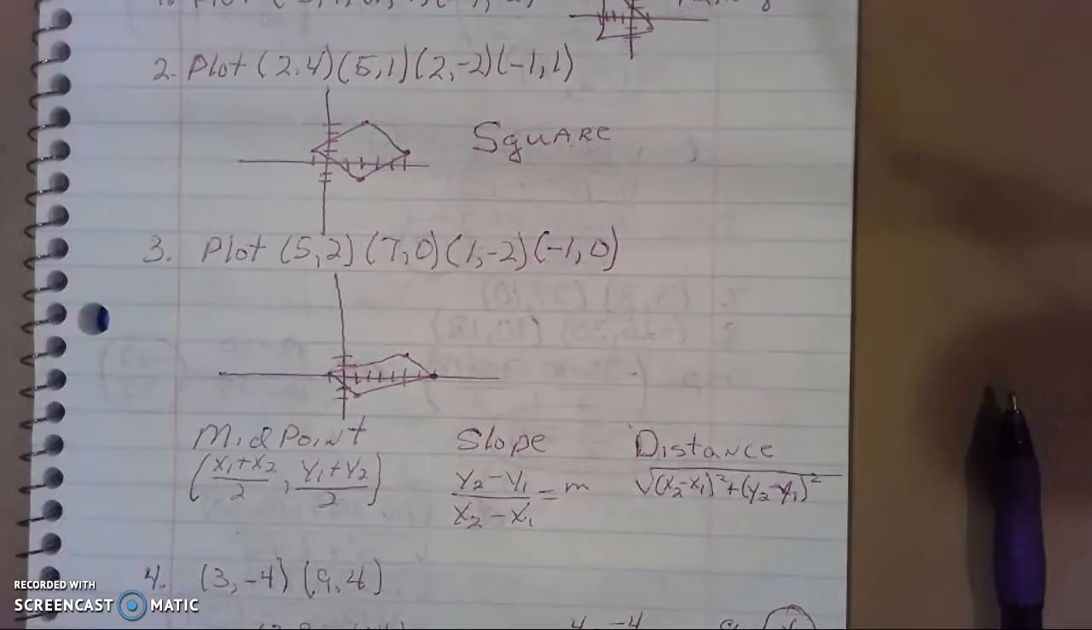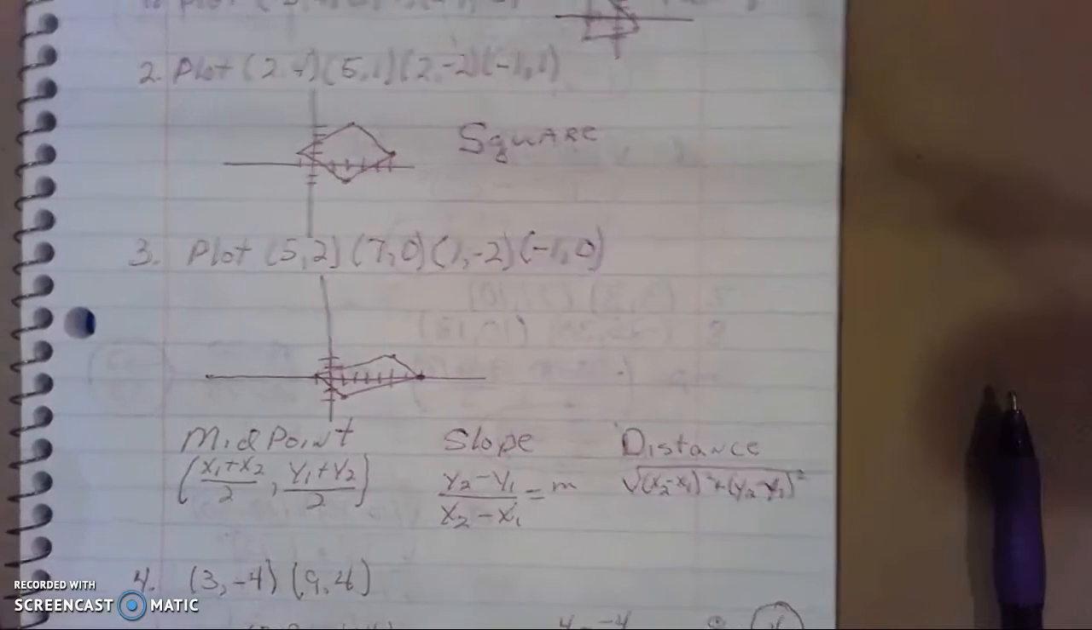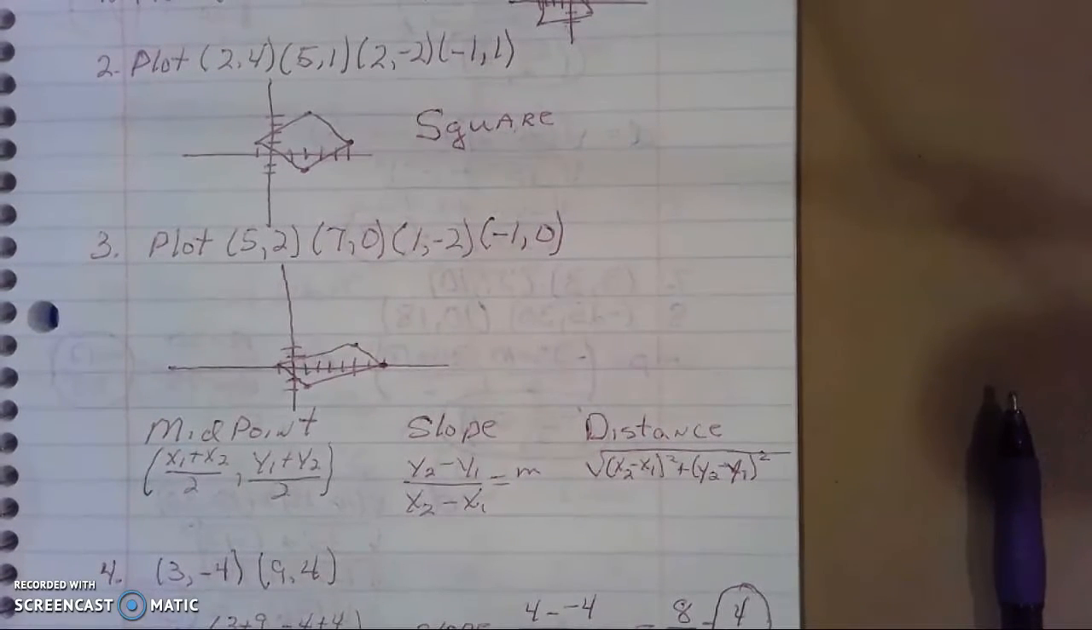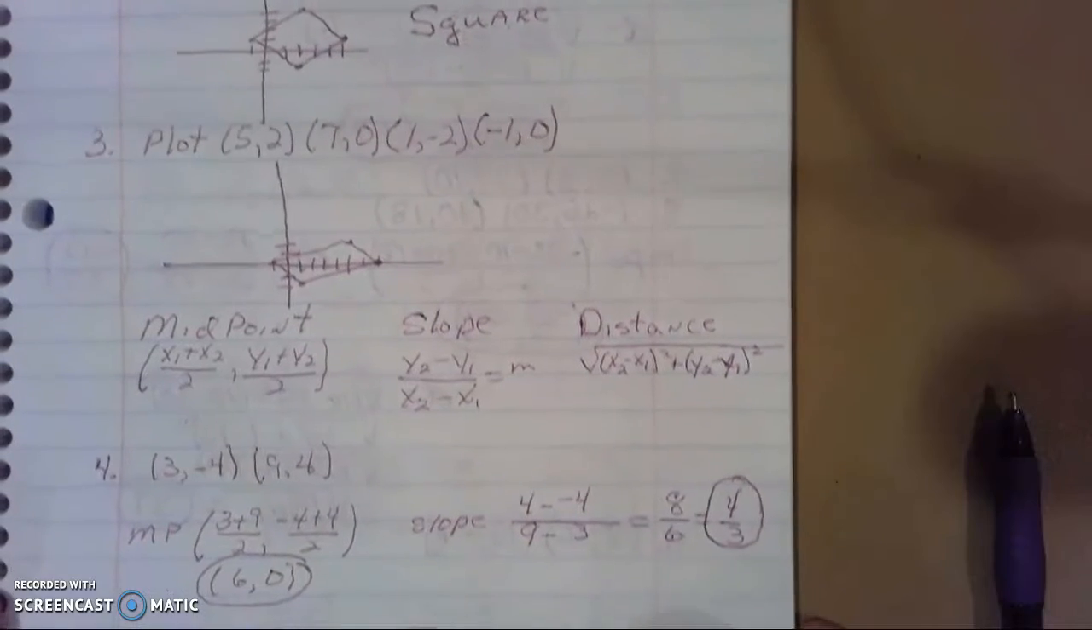Slope is y sub 2 minus y sub 1 over x sub 2 minus x sub 1. Distance formula is where you subtract the 2 x's and square them, plus you subtract the 2 y coordinates and square them after you subtract them, add those 2 together, and take the square root. You've got the distance formula.